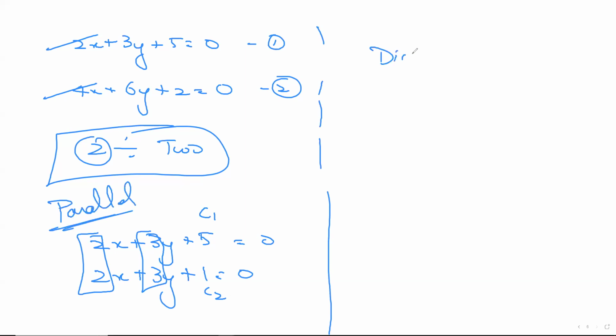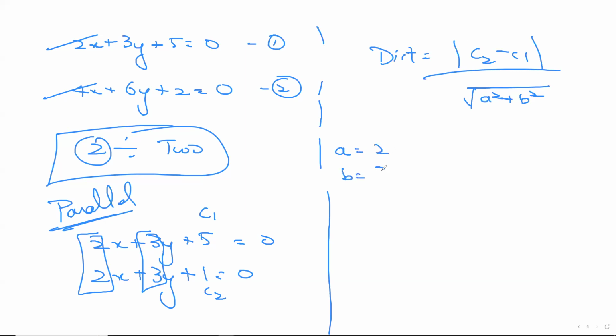So how do you find the distance between the parallel lines? It's given by the formula, modulus of C2 minus C1, whole thing divided by root of A square plus B square. Obviously, at this point, I'm supposed to find the values of the individual terms. The value of A is equal to 2. The value of B is equal to 3. The value of C1 is equal to 5. The value of C2 is equal to 1.